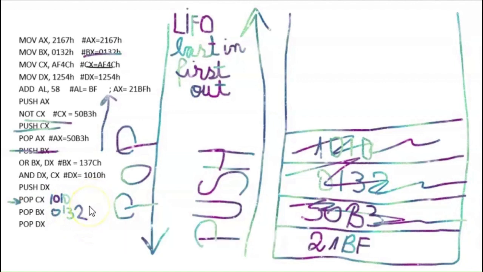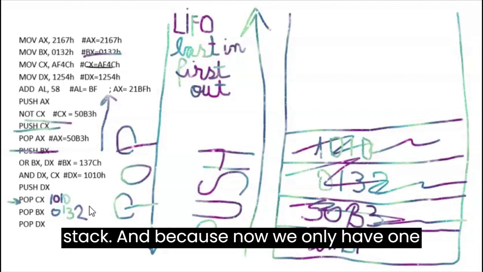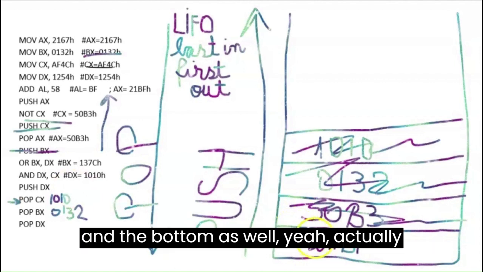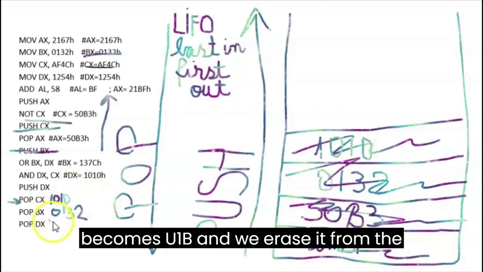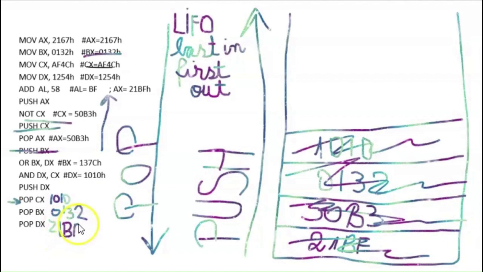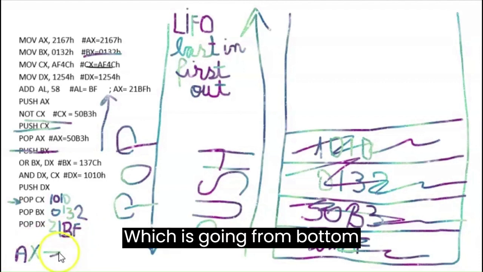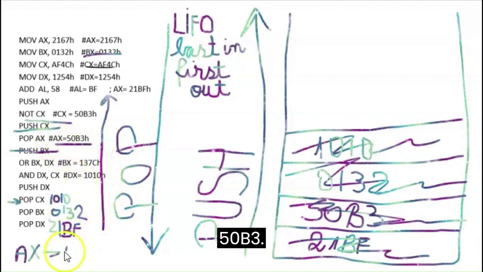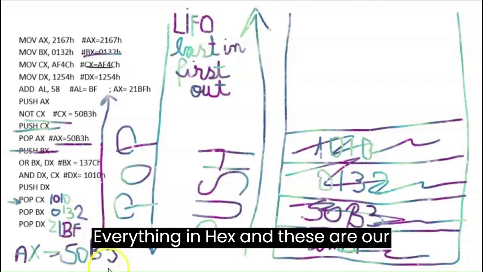And DX will take the next available value from the top of the stack, and because now we only have one value in the stack, which is on the top and the bottom as well, DX will become 21BF, and we erase it from the stack, and our stack is now empty. And of course we have AX, which is going from bottom to top. Our AX will be 50B3. Everything in hex, and these are our results.